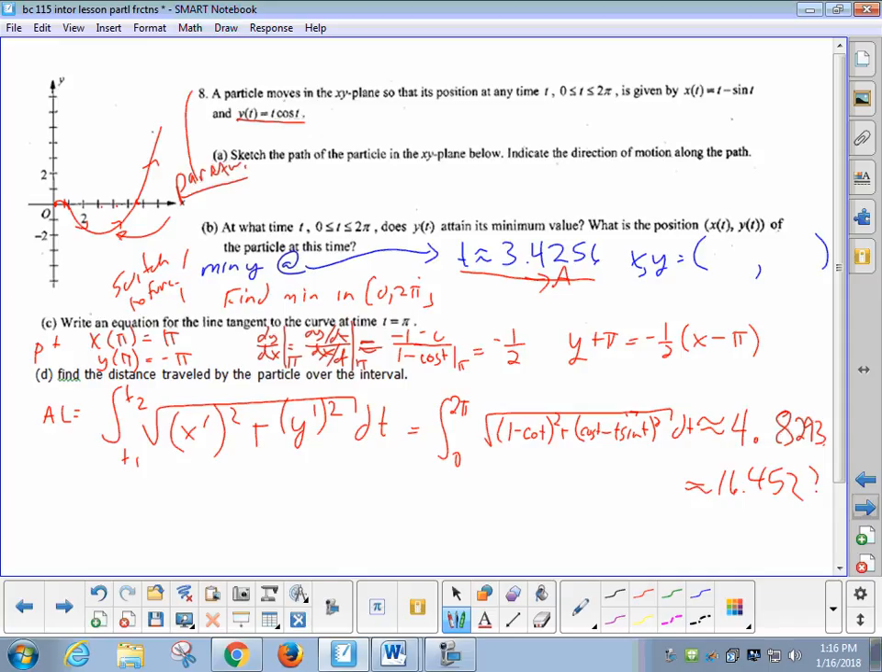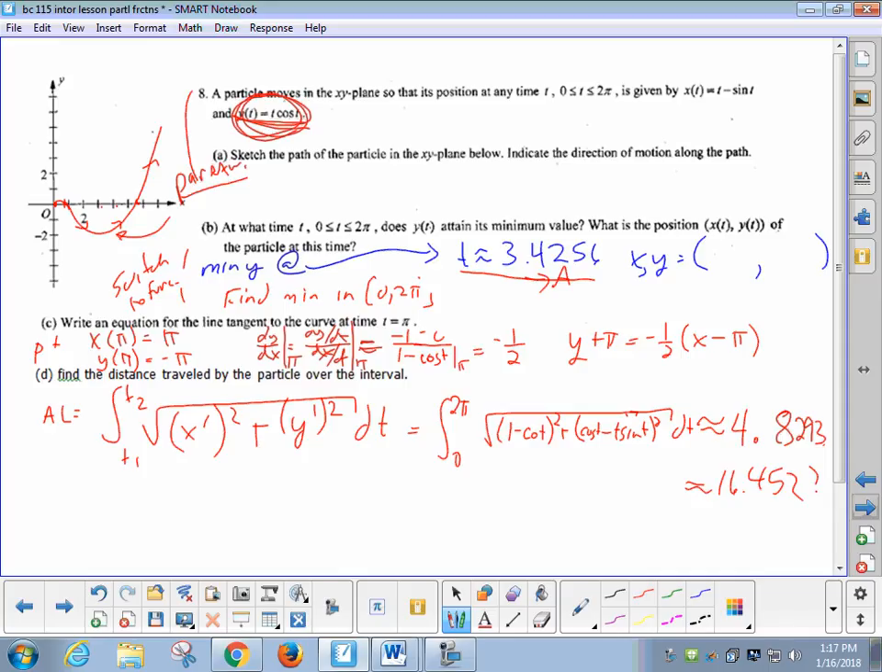Could you do the y of this, you mean? Yes, you could. But that's got pi. Okay, so just check your work. It sounds like critical points and endpoints are fine. That sounds good.